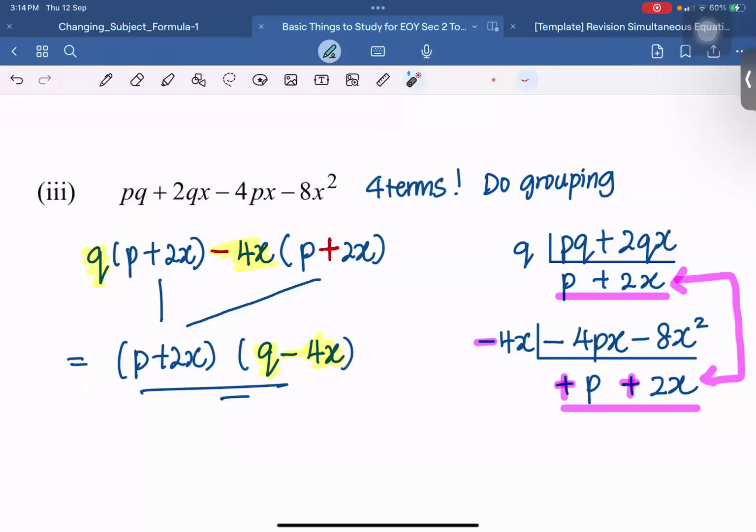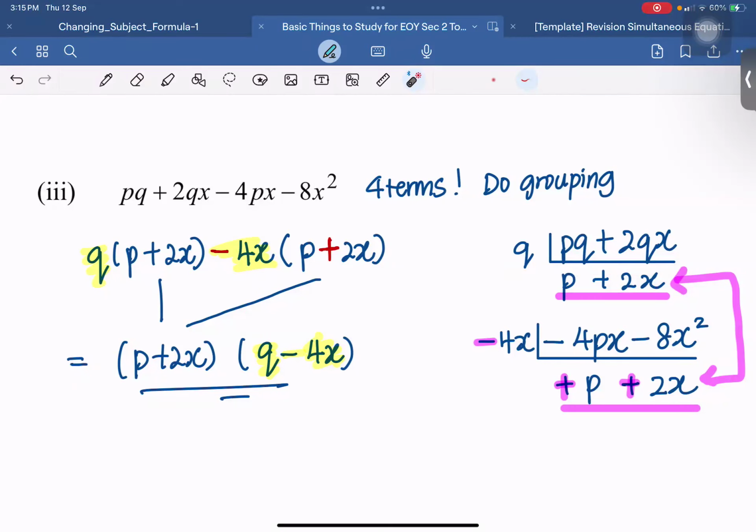That's only personal preference. Okay, so PQ, I take out the Q. Q is the common factor. I take out Q, left the letter P. 2QX, I take out the Q, left 2X. So the moment I get P plus 2X, I must make sure the next one that I divide also must get the same answer, same P plus 2X.